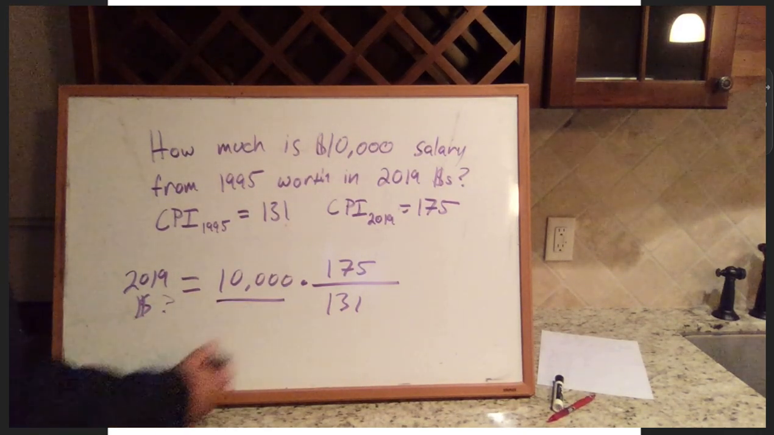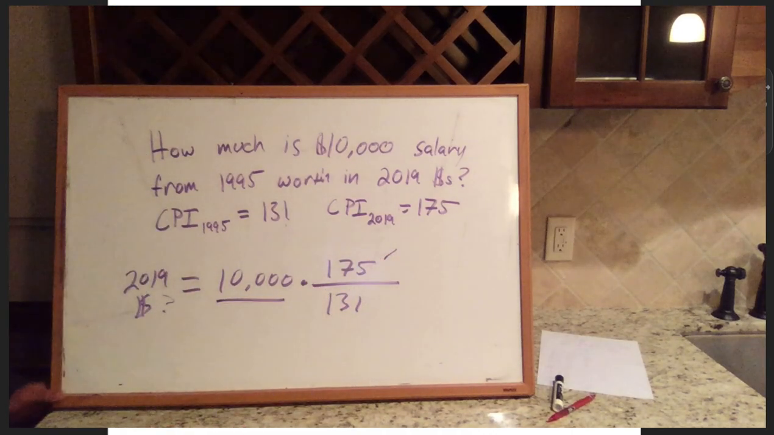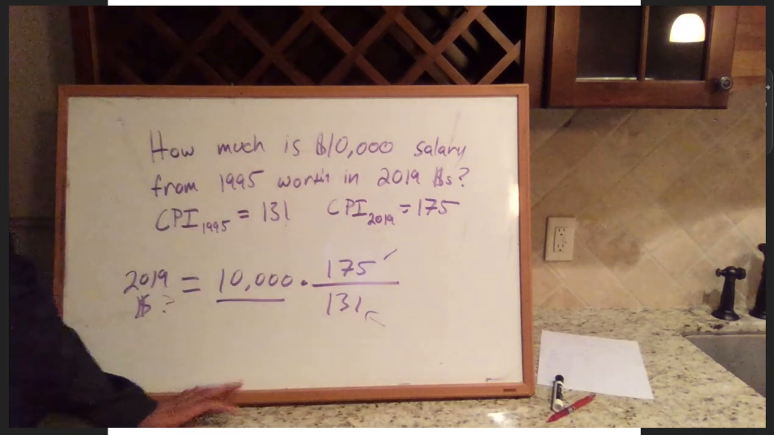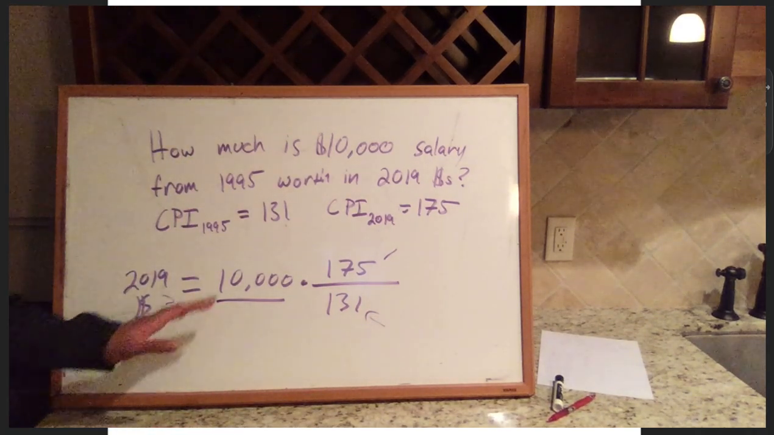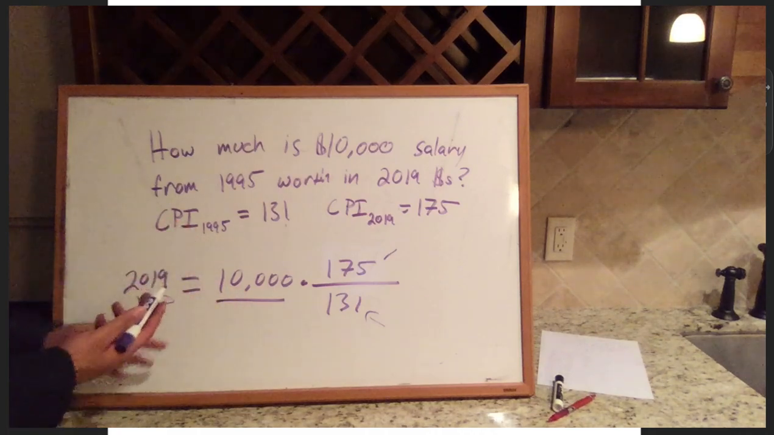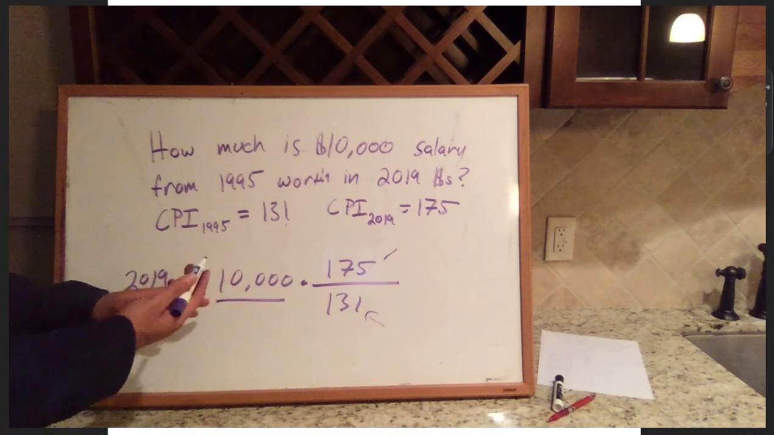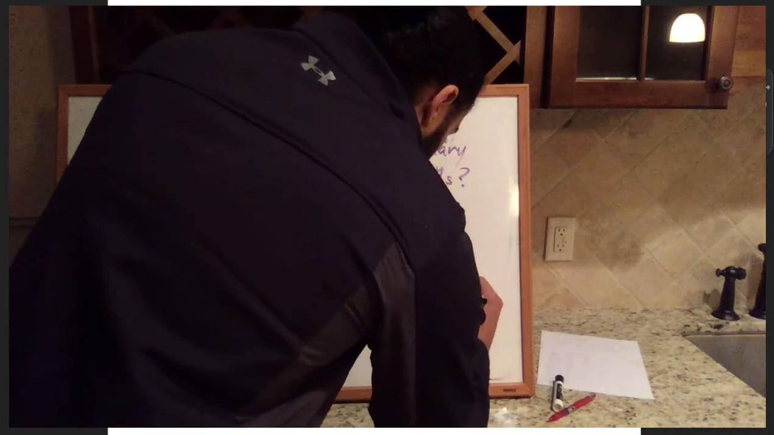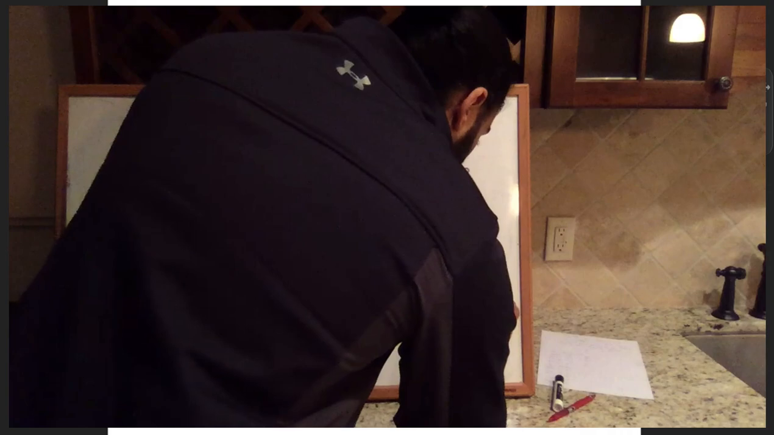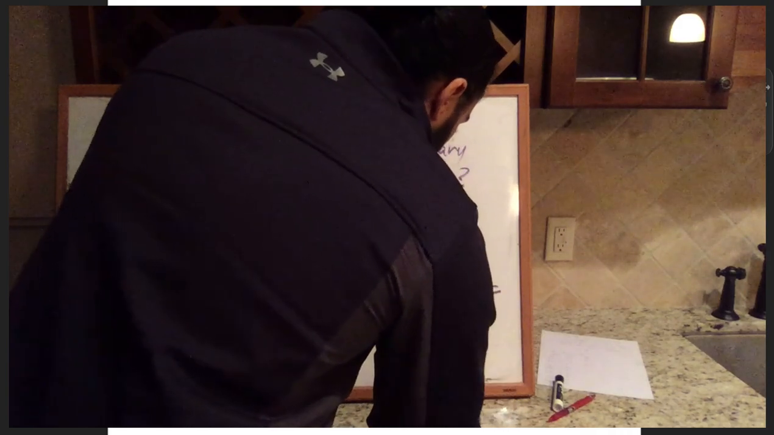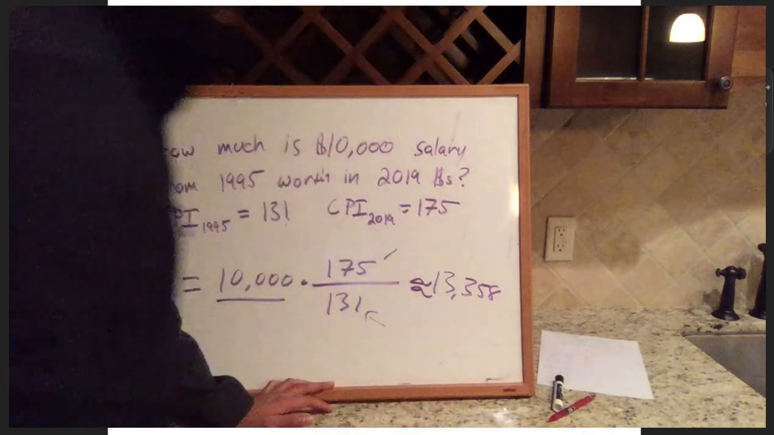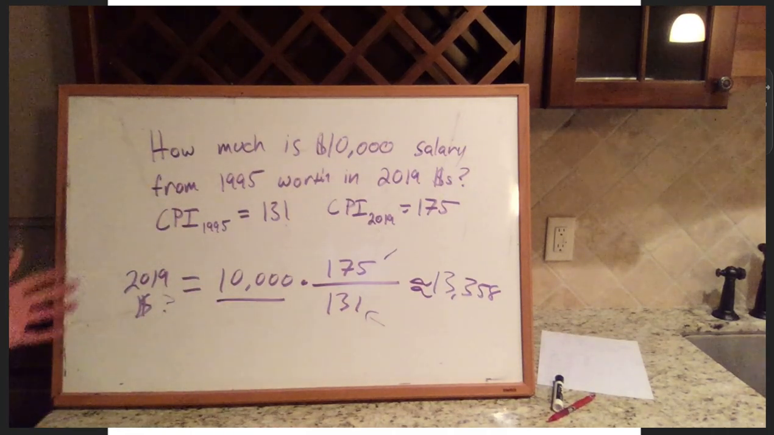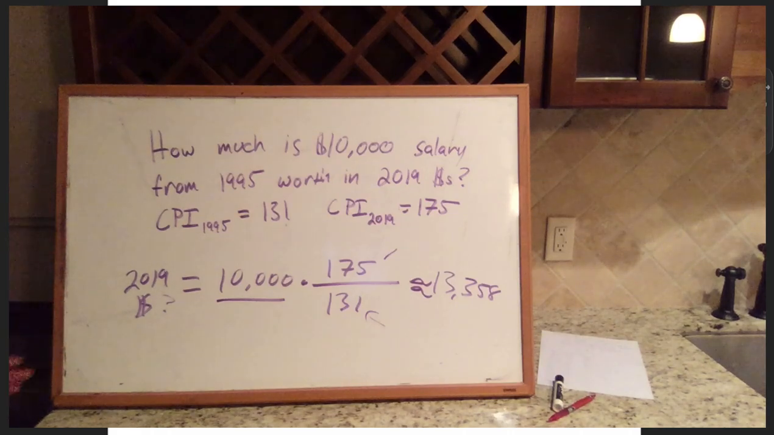That's our year T, this is our price level in 2019, and this is our price level in 1995. After you calculate all this, $10,000 in 1995 is worth roughly $13,358 in 2019. So again, this should illustrate how to calculate or convert different dollar figures into current dollars.